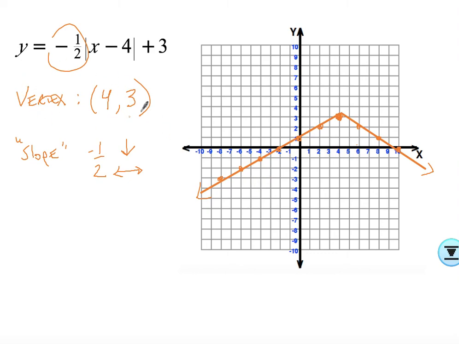So always start with the vertex and then use your slope to move, and pay attention to whether this front number is positive or negative. If it's negative, it's opening down. If it's positive, it'll open up. And that's about all there is to it. Okay, I want you to just practice this a little bit more today, and then tomorrow we'll move on. All right, bye.